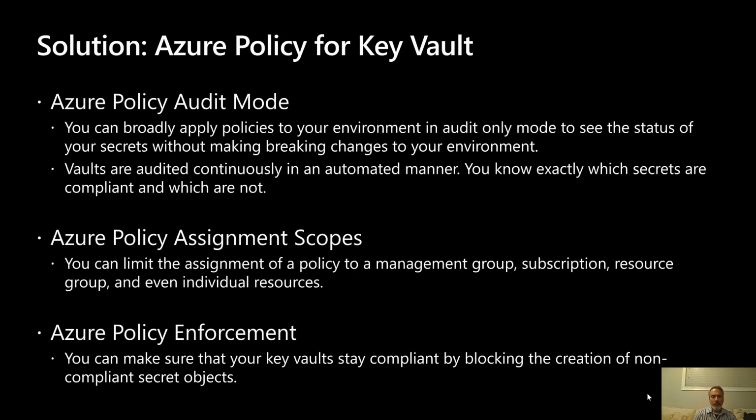So we have created 3 different areas for policy at this point. You have audit mode, which allows you to just broadly apply that policy across your environment to determine the types of secrets that you have without breaking anything. It will just give you a complete inventory of the types of secrets that you have, their strengths, other information about them that you would want to know. And it's audited continuously in an automated manner. So you always know exactly which secrets are compliant and which ones are not.